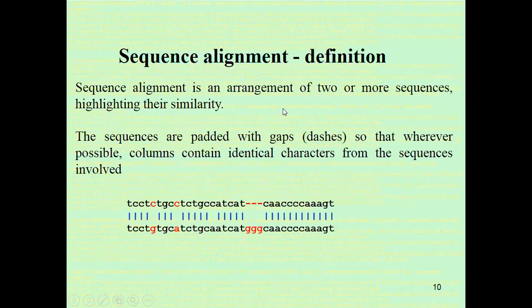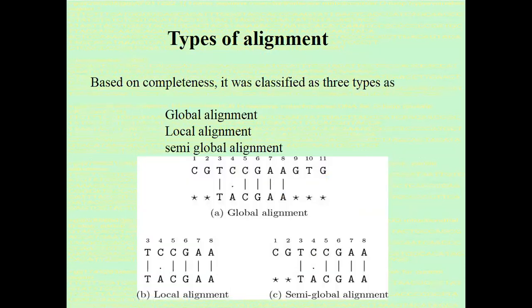So this is basically the concept of sequence alignment. Sequence alignment is an arrangement of 2 or more sequences highlighting their similarities. The sequences are padded with gaps. Here we have dashes and gaps, so that wherever possible, columns can contain identical characters from the sequences involved. In this example, we dissect why we add these gaps, and these gaps just help to align the other part of DNA sequence 1 and DNA sequence 2.